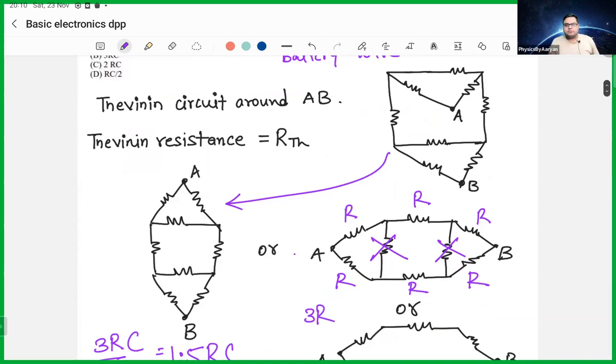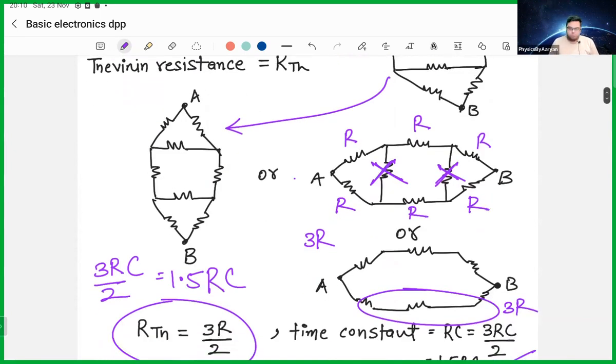Then I turn this circuit even more so that I can see even better. Then I use the Wheatstone bridge principle and ignore the middle ones. Once I do that, upper 3R in series with 3R, lower 3R in series with 3R, and then they are parallel to each other. So 3R and 3R in parallel becomes 3R by 2. You know the equivalent resistance, you know the capacitance, multiply them together, and you get the time constant.